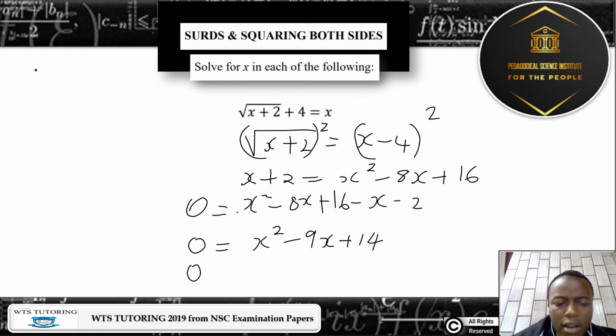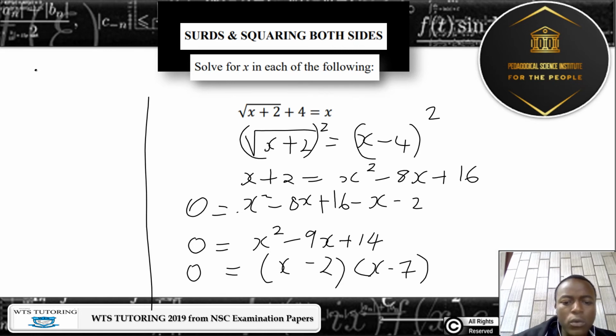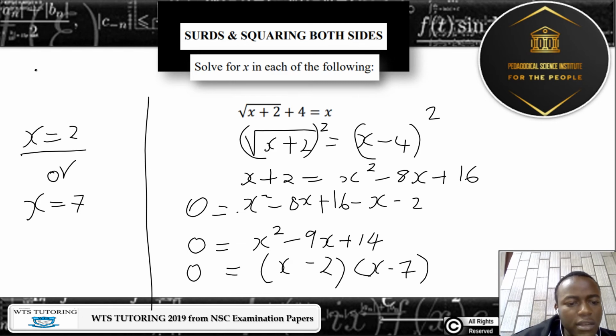Then I can just factorize to solve for x. Then this is x, this is x. Factors of 14. Okay, let me just do this properly. Factors of 14, 7 times 2. Minus 2 minus 7, it will give me minus 9. Minus 2 minus 7. Then I can use the zero factor rule. Then basically my x will be equal to 2 or x will be equal to 7.